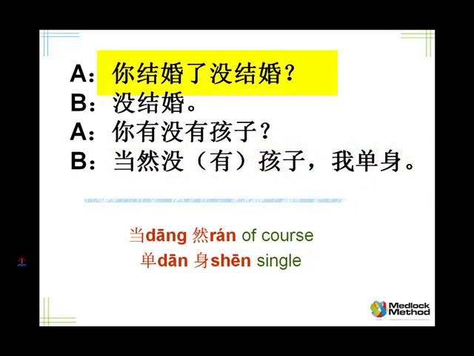当然没有孩子，我单身。你结婚了没结婚? 没结婚。你有没有孩子? 当然没孩子，我单身。Okay, let's go on to the next practice.